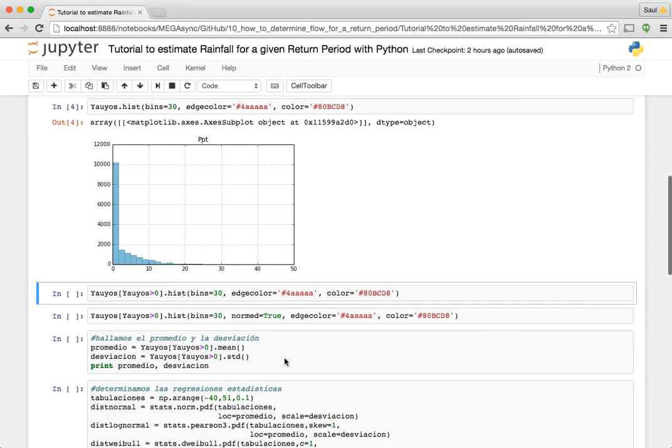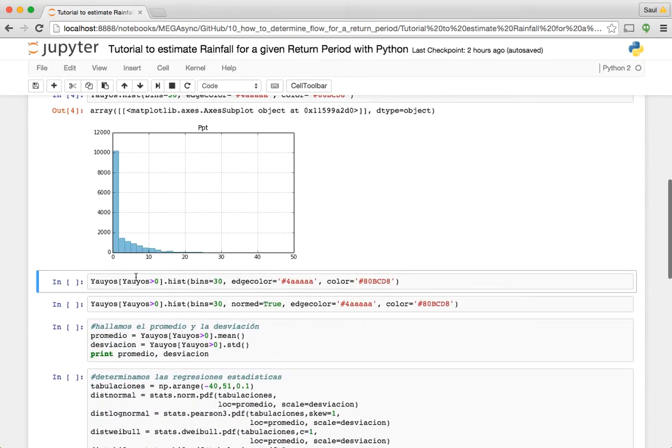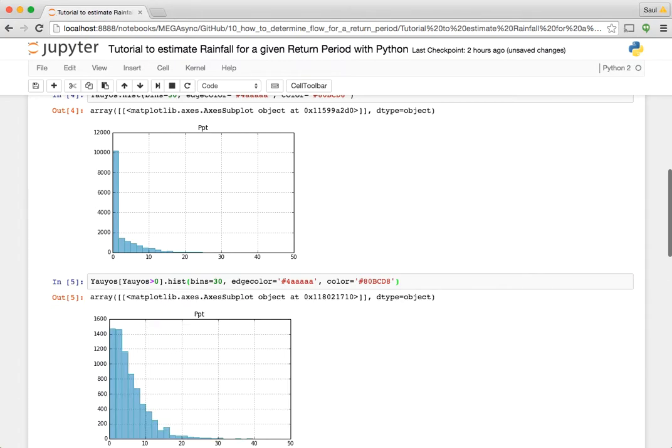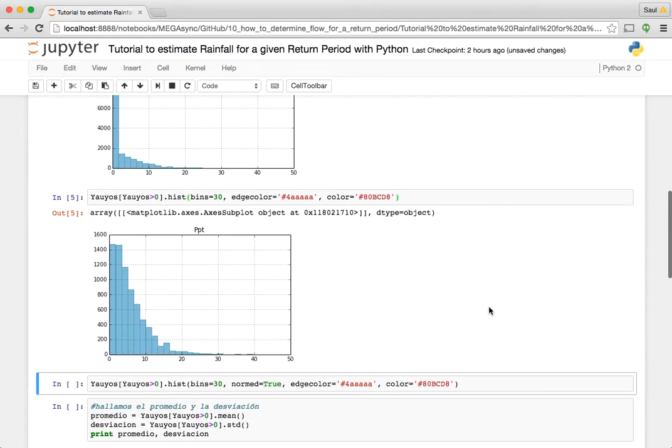So what we do is we get just the days. We take Yauyos, our data frame, and we get just the days where there is precipitation, that is, more than 0. And we create the histogram, and this is the histogram of the days with precipitation. Now it seems it doesn't fit so well with a precipitation distribution, but it fits better than dealing with this one.